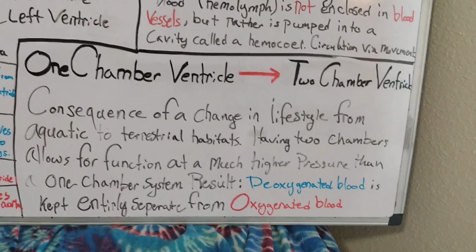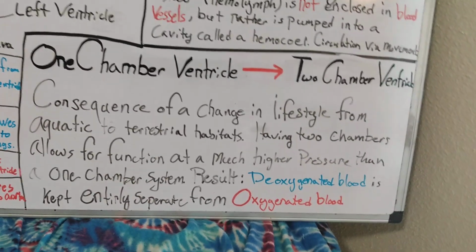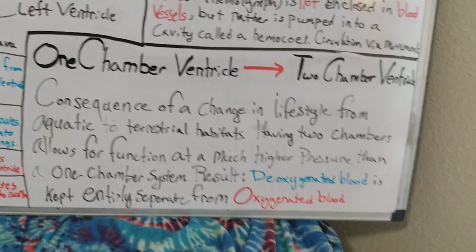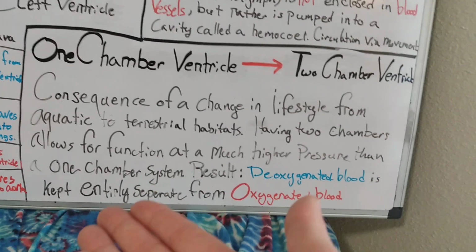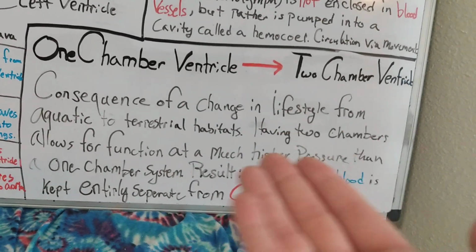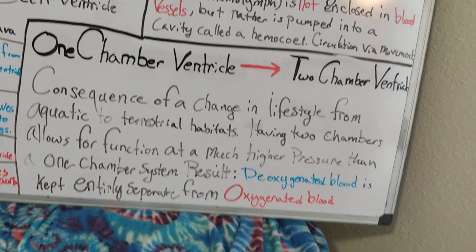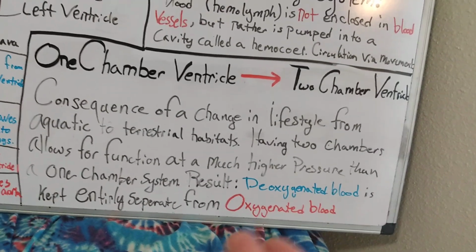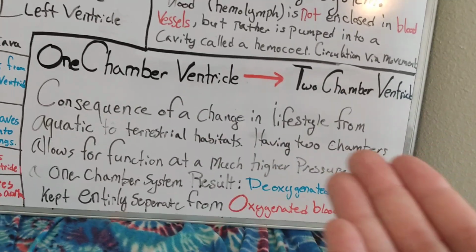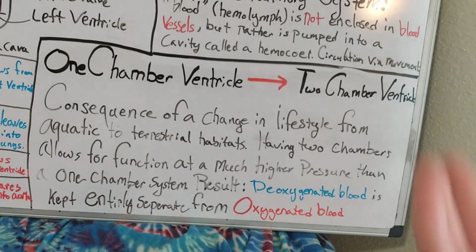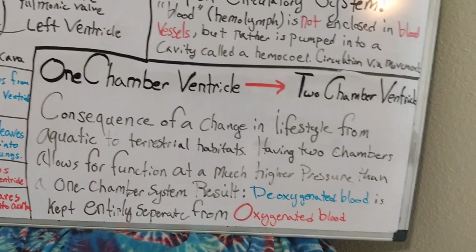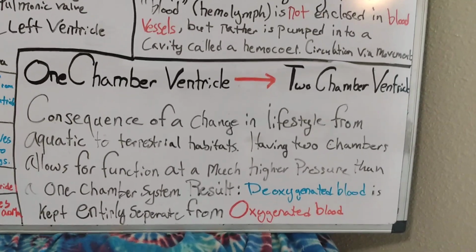Okay. The evolutionary shift that happened, the reason that this is beneficial is that you actually see a higher function. So it boosts the function to have a separation between oxygenated and deoxygenated blood. Okay. The overall function is higher, and having two chambers also allows for a function at a much higher pressure than a one-chamber system.